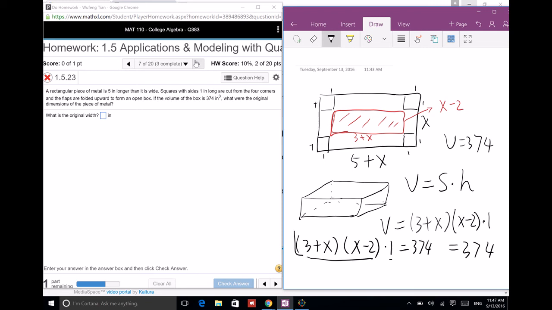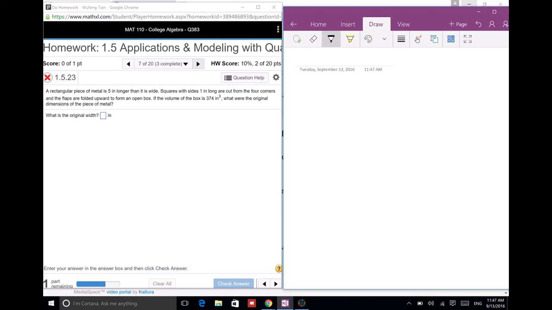That's your quadratic equation. Then you're going to solve this quadratic equation yourself. You FOIL it out and then you solve it. Okay? Let's see the next one.